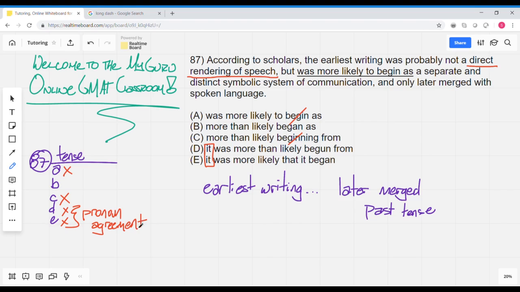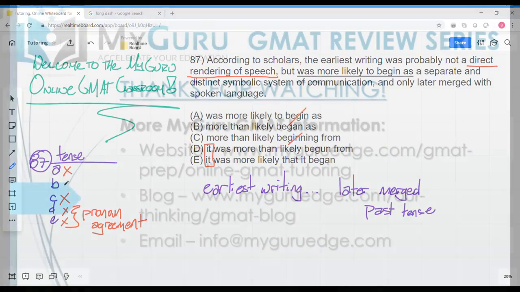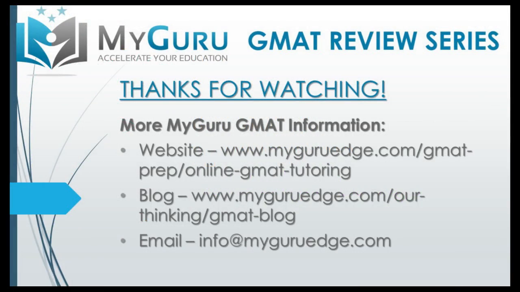And we don't even actually have to adjudicate whether it's supposed to be the irregular begun or began, which may have been the most difficult thing to evaluate on the sentence. So we reread it just to make sure. We've got, according to scholars, the earliest writing was probably not a direct rendering of speech, but more than likely began as a separate and distinct symbolic system of communication and only later merged with spoken language. And that correctly articulates the comparison and also gets rid of all of the weirdness around the pronoun.